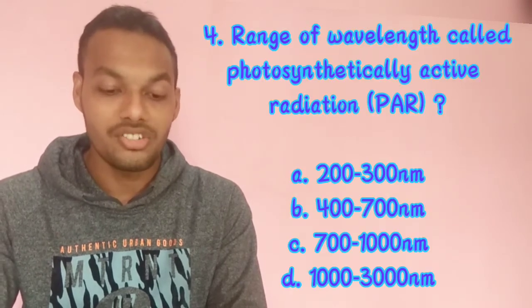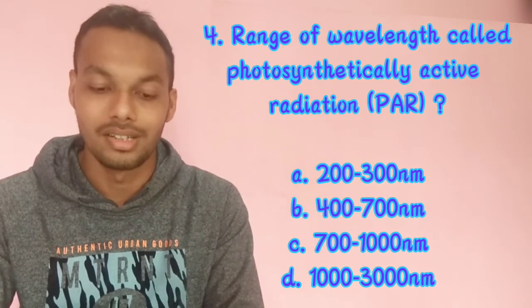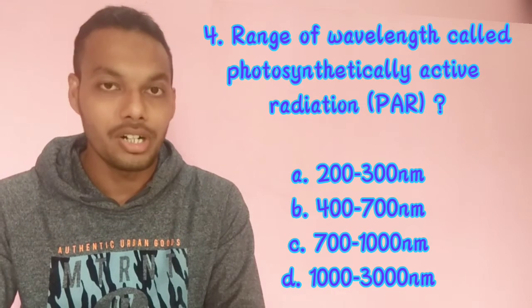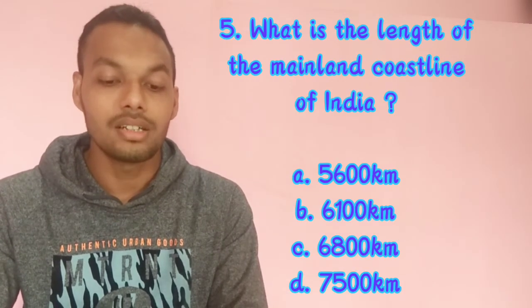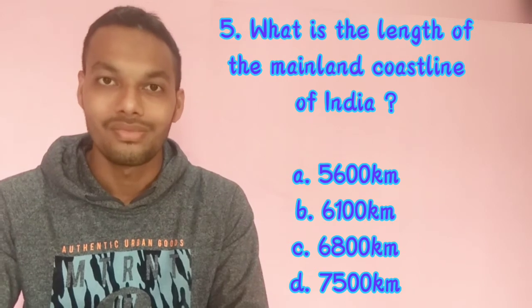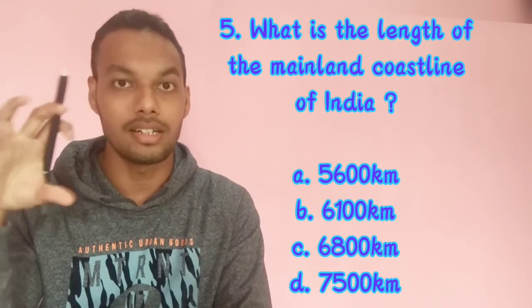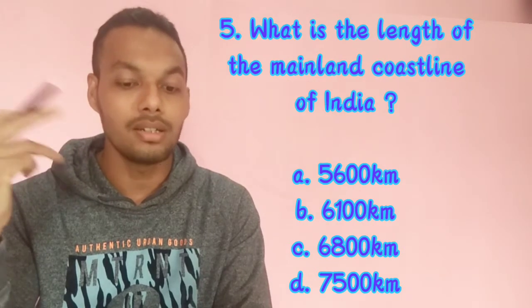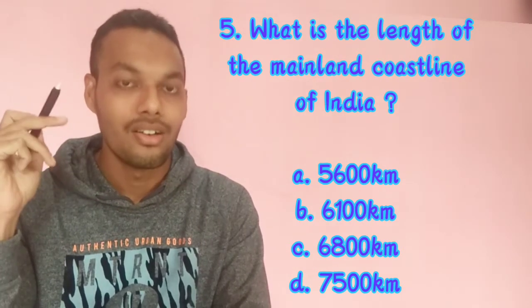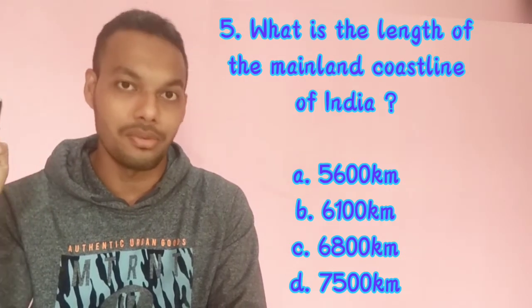The fourth question for you is, the range of wavelength that is called photosynthetically active radiation: 200 to 300 nanometer, 400 to 700 nanometer, 700 to 1000 nanometer, 1000 to 3000 nanometer. Then the fifth question, what is the length of the mainland coastline of India? The total coastline, if I say, includes the Lakshadweep and Andaman Nicobar coastline also. So what is the length of the mainland coastline of India? Options are 5600 km, 6100 km, 6800 km, 7500 km.